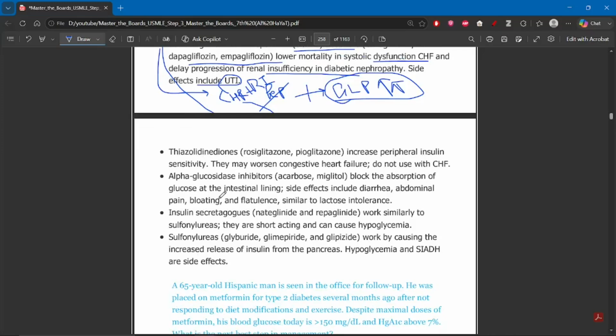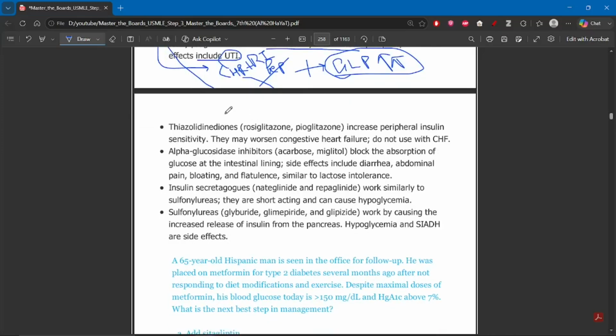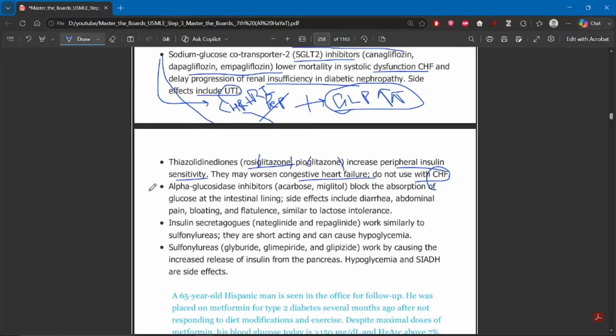All right, so thiazolidinediones are again another class. Rosiglitazone, they have glitazone in their spelling, like pioglitazone. They increase peripheral insulin sensitivity. They may worsen congestive heart failure, so you are not supposed to use them with CHF.